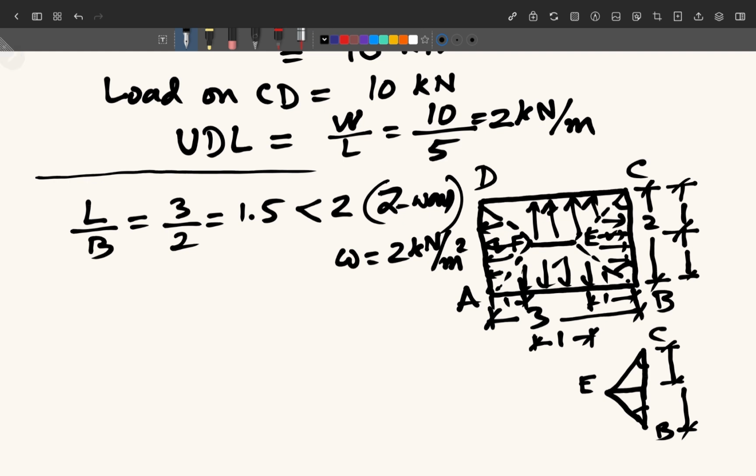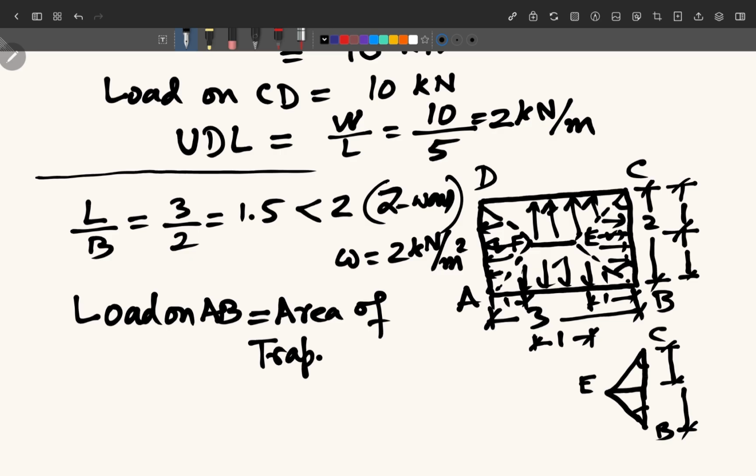So now we go to calculate the load on AB, which will be equal to the area of trapezium ABEF multiplied by the rate of load. Now the trapezium area we can calculate.